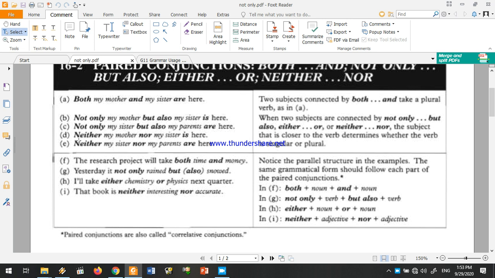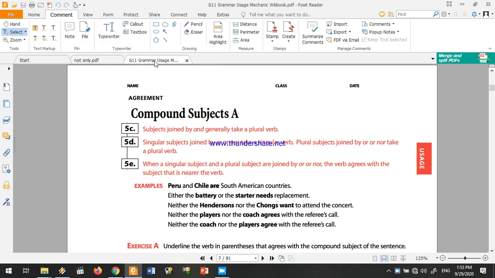The same applies to neither nor and either or. Example D, neither my mother nor my sister is. Why? Because the subject closest to the verb, which is my sister, is singular. Example E, neither my sister nor my parents are. We use are, which is a plural verb. Why? Because the word parents is plural, and it's the closest one to the verb. This is great. Let's get back to our main text.